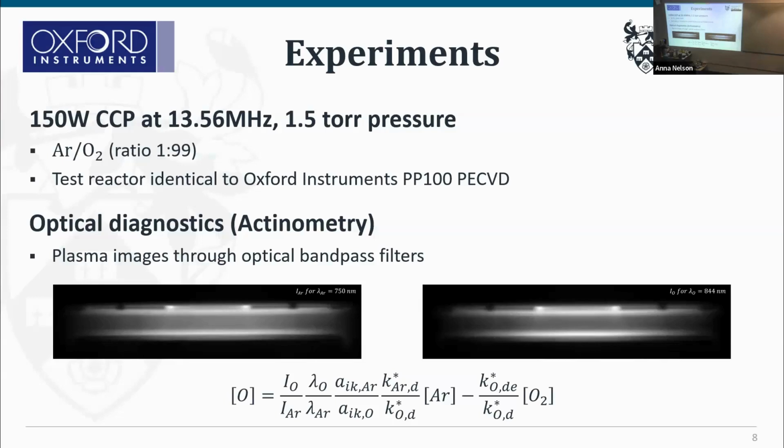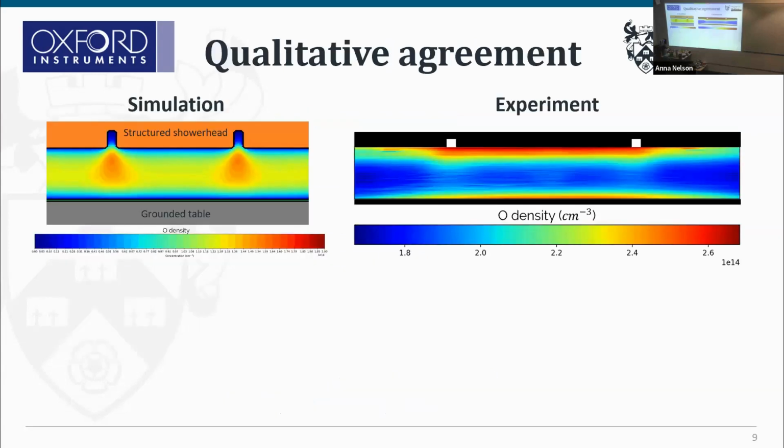The idea is that using this optical actinometry, if we take the ratio of these two intensity images, we can determine the atomic oxygen concentration, knowing the neutral concentration of argon and oxygen, because we know that it is in the ratio 1:99. Since we have the information in the form of images, using this technique we can determine the spatial variation in atomic oxygen concentration inside the system. So these are the experiments that we performed.